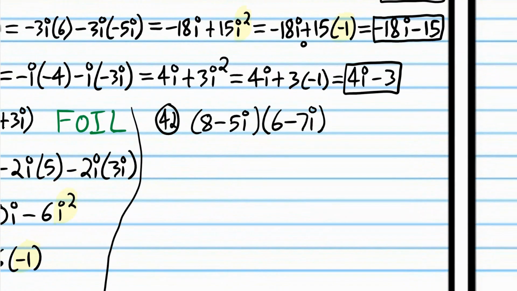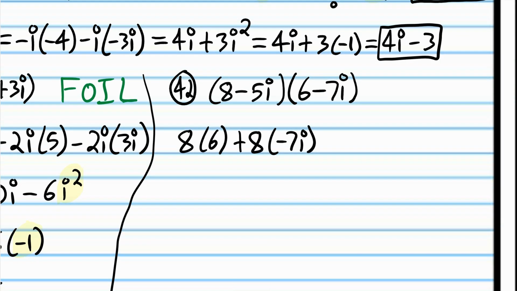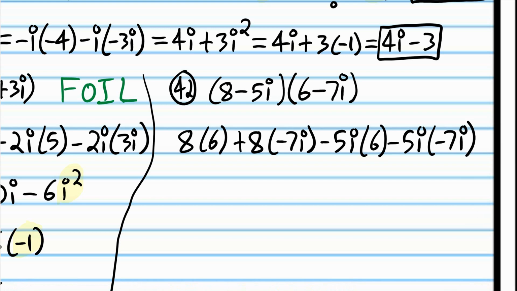So again, 8 times 6 is F of FOIL. 8 times negative 7i is O of FOIL. And then negative 5i times 6 is I of FOIL. And then negative 5i times negative 7i is L of FOIL.